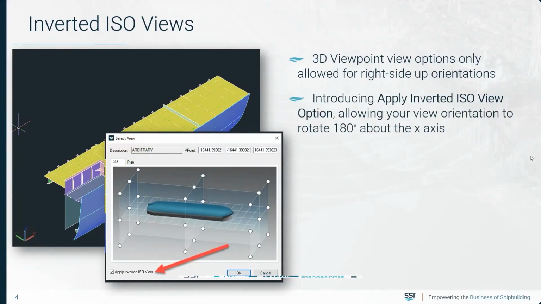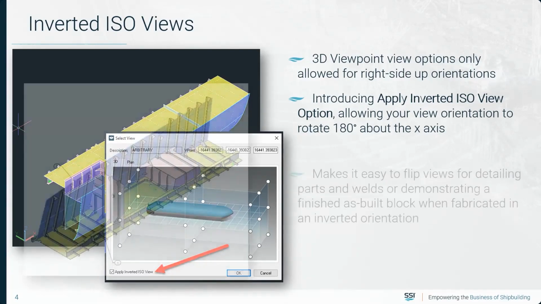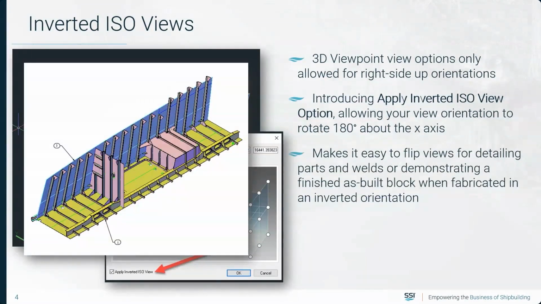So now we have the option in the lower left-hand side of the select view interface or the 3D viewpoint command. Checking this checkbox down here, the apply inverted ISO view will actually rotate your entire view 180 degrees about the X axis. So you'll notice your Z and Y axis in your UCS icon in the lower left will flip upon clicking OK. Makes it very easy to flip views for detailing parts and welds rather than hide structure and replace it with hidden lines.